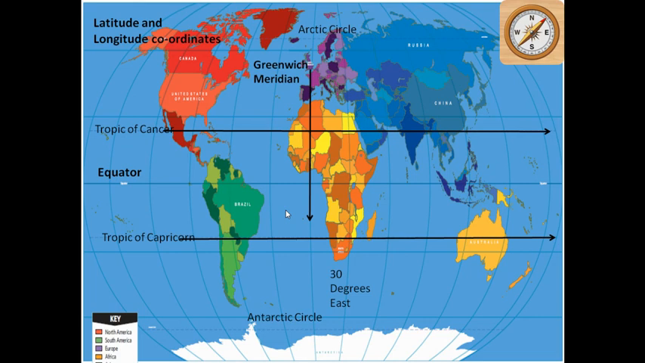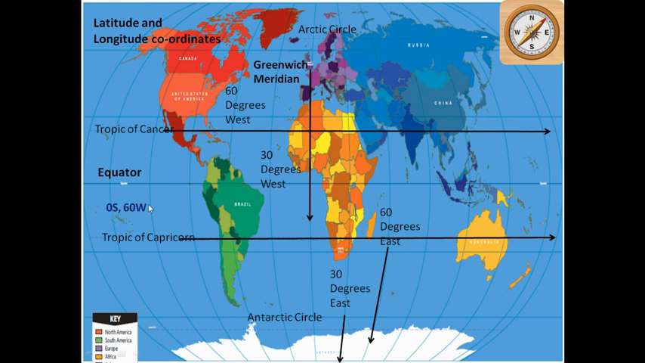Here's the line of 30 degrees east of Greenwich. Here's the line of 60 degrees east. And then you have the same lines west, 30 degrees and 60 degrees. Now I want you to put them all together. Here are the coordinates. So you start with how many degrees north or south you are. Then you put a comma, and then you have how many degrees to the east or west you are.